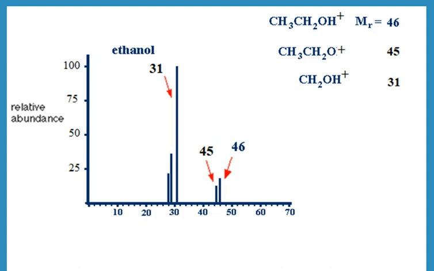Okay, what else do we have? If we just remove that last OH from the molecule, I end up with a fragment that has a mass of 29. Yes, I have a peak at 29. And if I remove another hydrogen from that fragment, I end up with a peak at 28. So this is the analysis of a sample of ethanol.